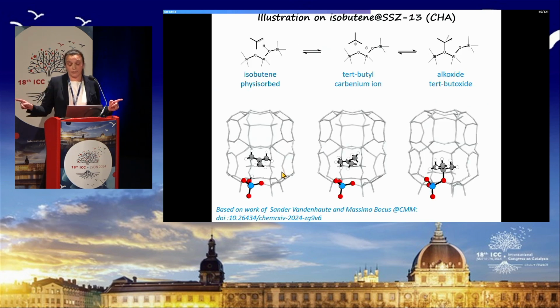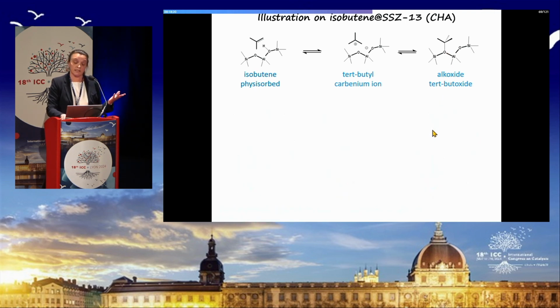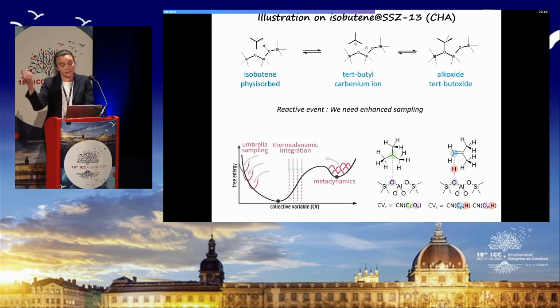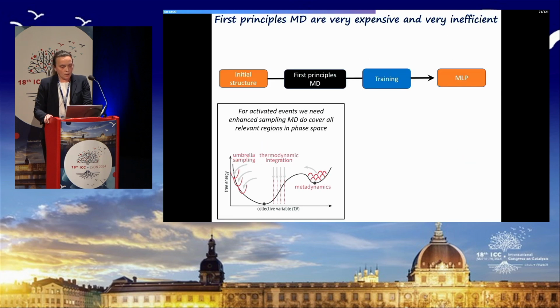Now, this is a reactive event because you can see that the proton can transfer from the lattice to, for example, the isobutene. You can form the alkoxide. Because it is a reactive event, we need enhanced sampling methods, like we have shown in many examples before. So again, I need to define collective variables, for example, here, collective variables that allow the approach to the lattice or that allow the protonation. And then you need some methodology, umbrella sampling, metadynamics, whatever you prefer, to sample phase space.